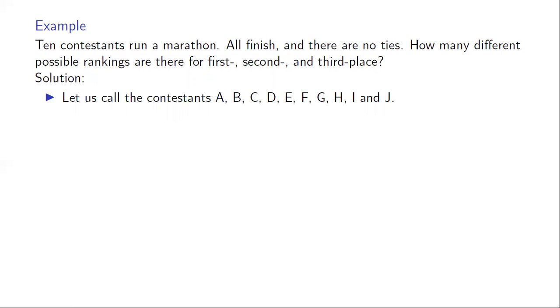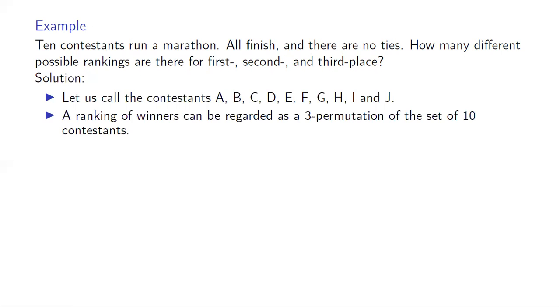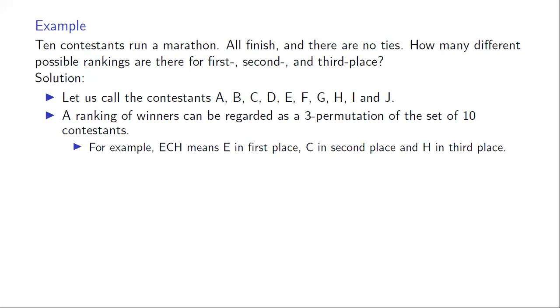So let us call the contestants the letters A through J. A ranking of winners can be regarded as a 3-permutation of the set of 10 contestants, because what are we doing when we're ranking winners? We're taking three of the 10 contestants and putting them in some order. So that's a 3-permutation of the set of 10 contestants. For example, ECH would mean that E is in first place. So ECH is a 3-permutation of the set of these contestants. And it means that E is in first place, C is in second place, and H is in third place.